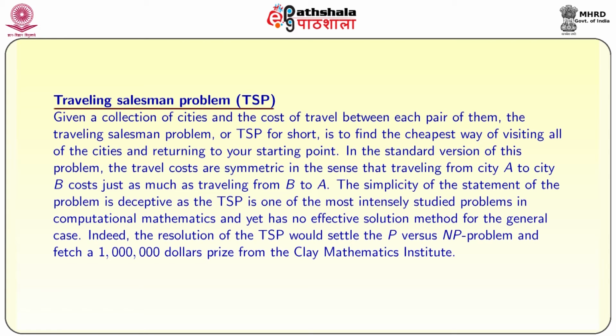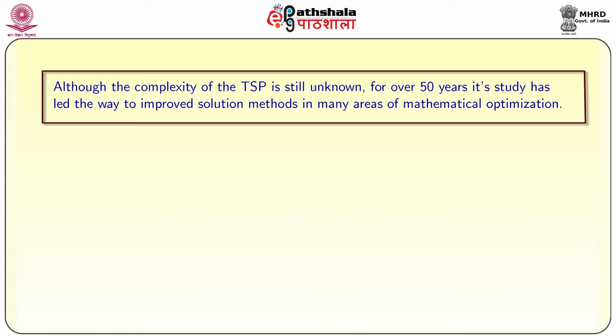The simplicity of the statement of the problem is deceptive, as TSP is one of the most intensely studied problems in computational mathematics and yet has no effective solution method for the general case. Indeed, resolution of TSP would settle the P versus NP problem and fetch a $1 million prize from the Clay Mathematics Institute. Although the complexity of the TSP is still unknown, it has been studied for over 50 years. The study has led the way to improve solution methods in many different areas of mathematical optimization.